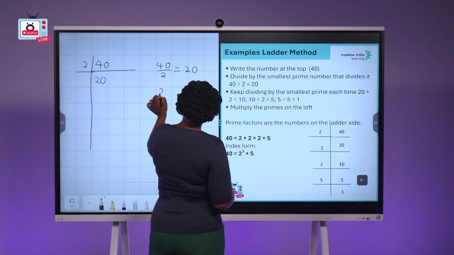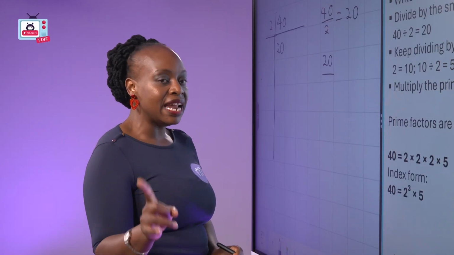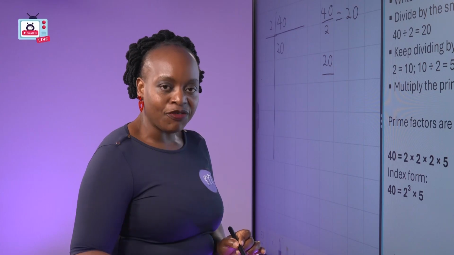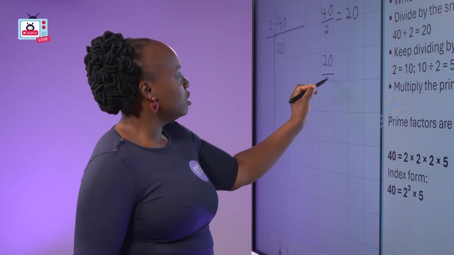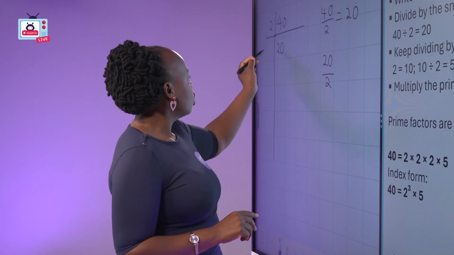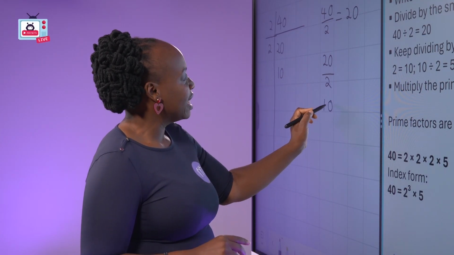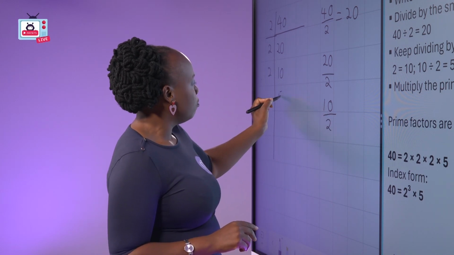If I have my 20, I can now divide it with what? With another prime number. So my prime number again, for as long as you can divide it by 2, you cannot move to the next prime number. So I'm going to divide 20 again by 2. So if I divide that by 2, it's going to give me 10. Then I have my 10 again. I divide that by 2. So if I'm dividing that by 2, it's going to give me 5.